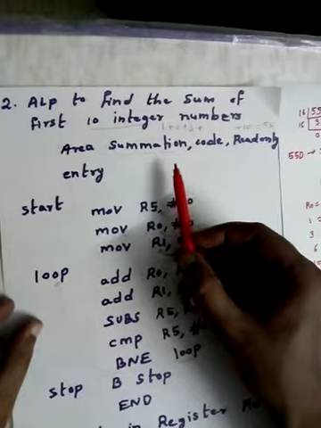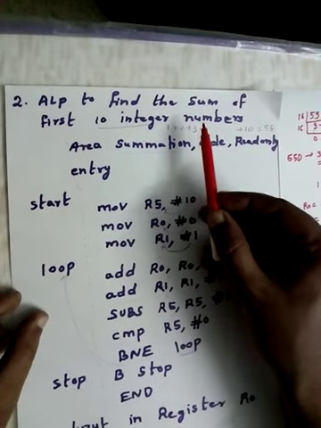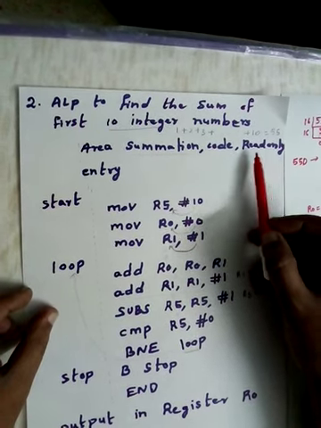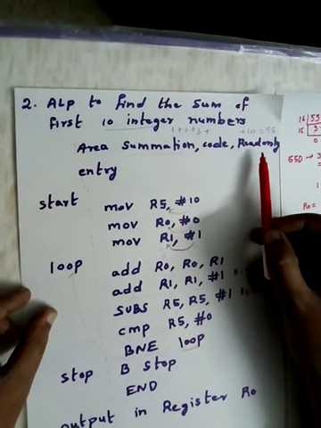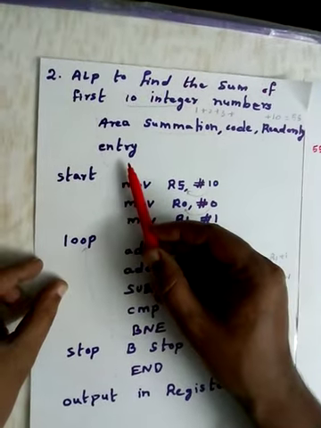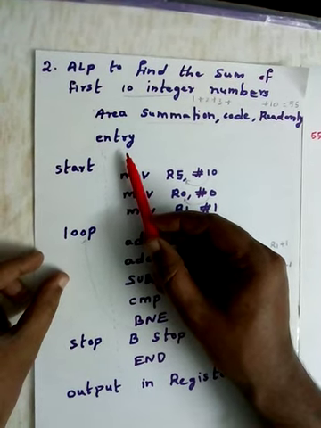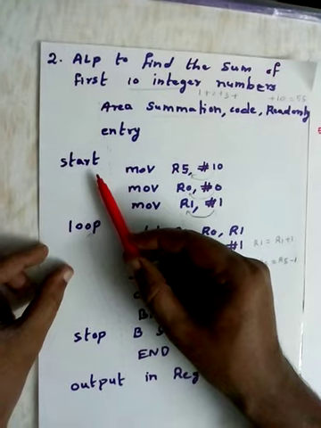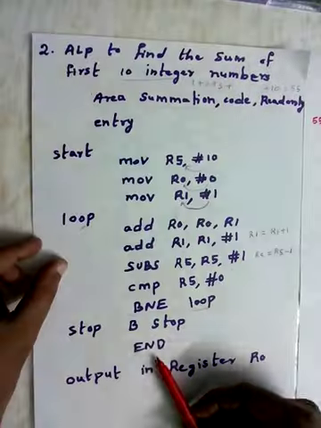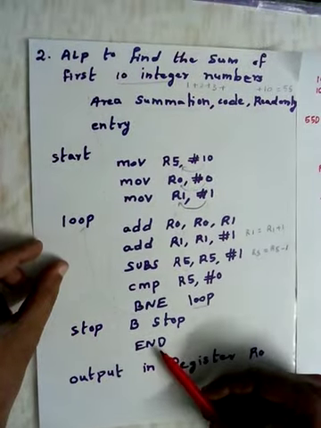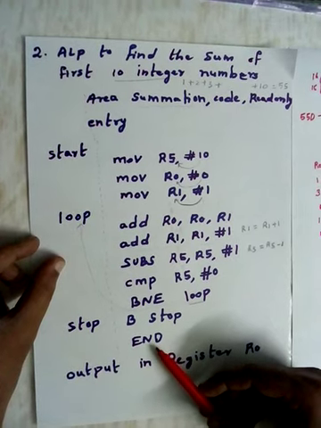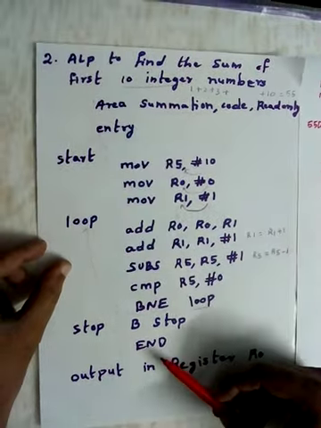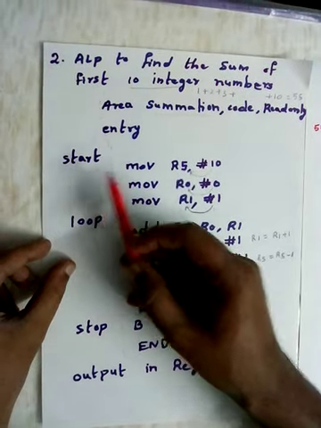AREA, Summation, because any name you can give. The name I have given is Summation, comma, CODE, comma, READONLY. So here only read operation we are performing. ENTRY is the first instruction. The microcontroller will come to know from here onwards it should start executing. Start is from START and end is END of the program. These two are the instructions that tell the microcontroller where it has to start and where it has to end. This is a label.